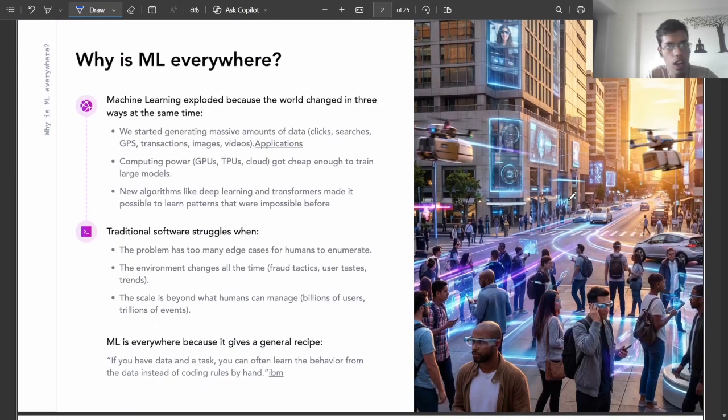So first, I would like to answer the question: why is ML everywhere? As you can see, there are various points. These are some of the prominent points which I got. Otherwise, when you try to observe here and there, you will find more points. These are some of the points which I extracted just for the sake of illustration.